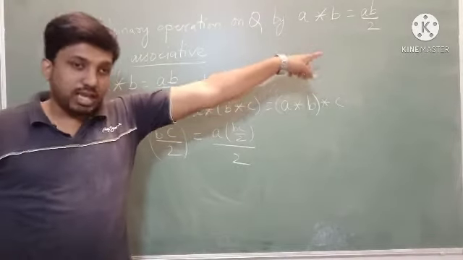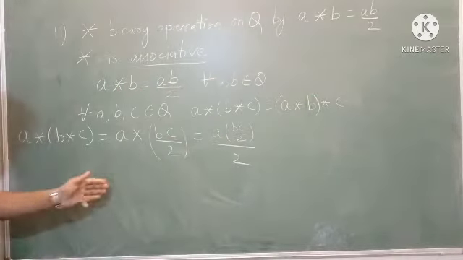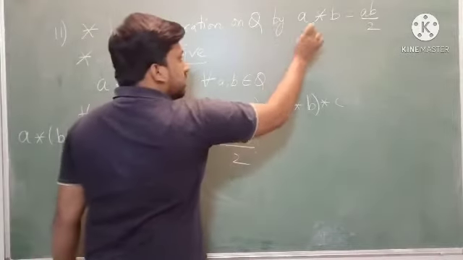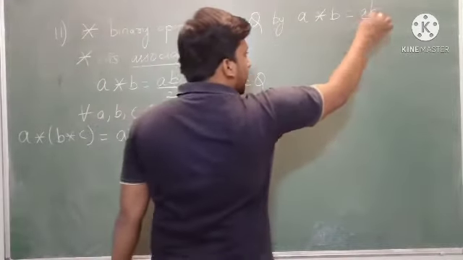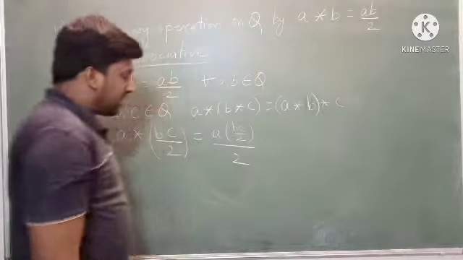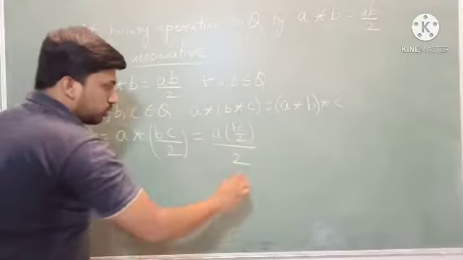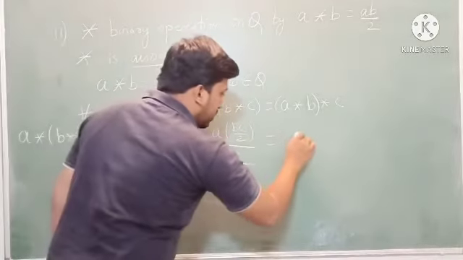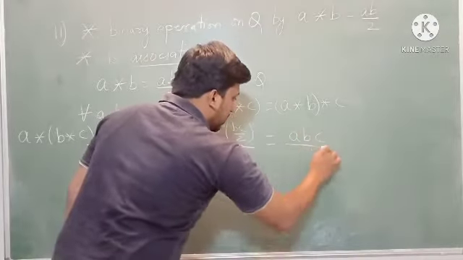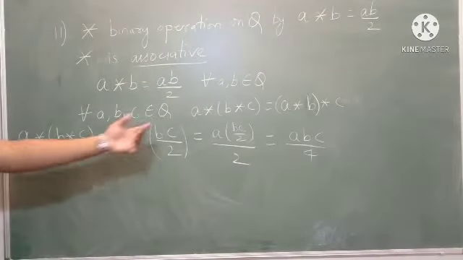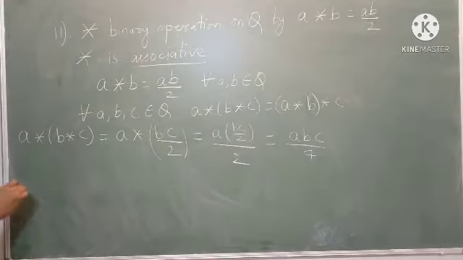So A star B is AB by 2, right? Similarly here I am considering this binary operation, because this operation indicates that whatever variables we have, they are multiplied and divided by 2. Similarly here we have 2 entities, so I am going to multiply and divide by 2. So this becomes A into B into C by 4, that is ABC by 4. So this is LHS. Let us see the RHS.